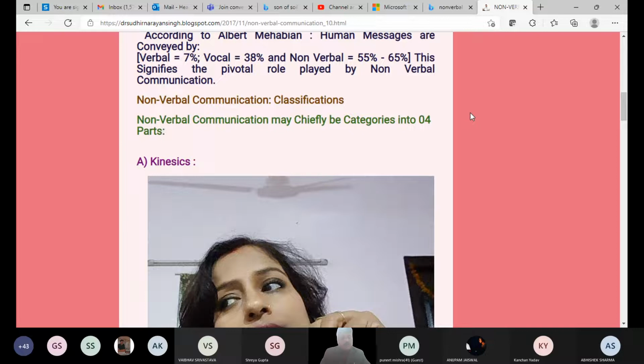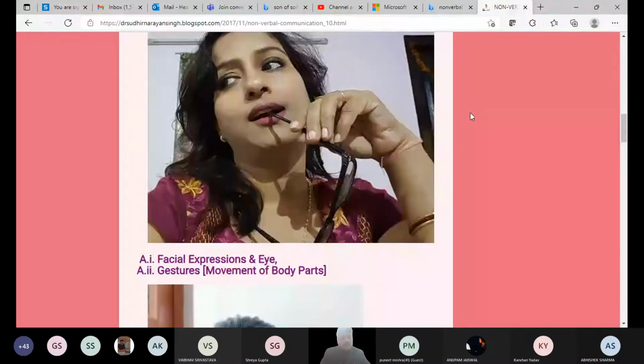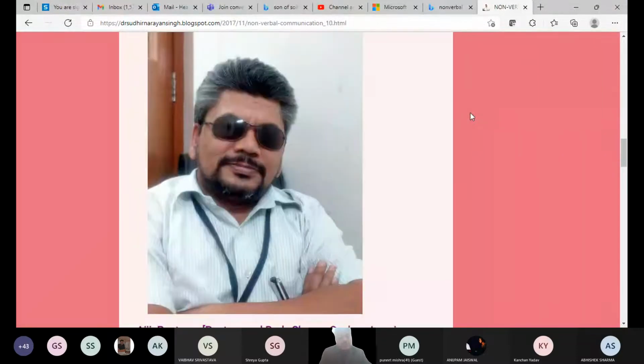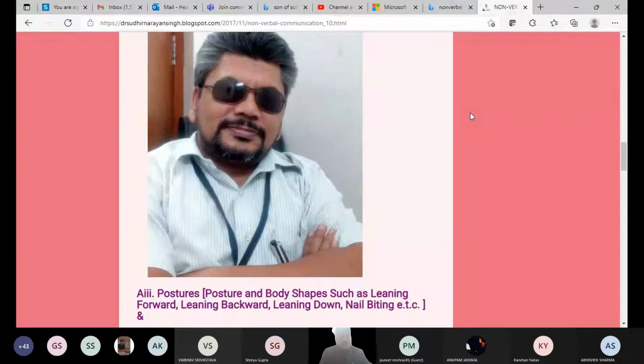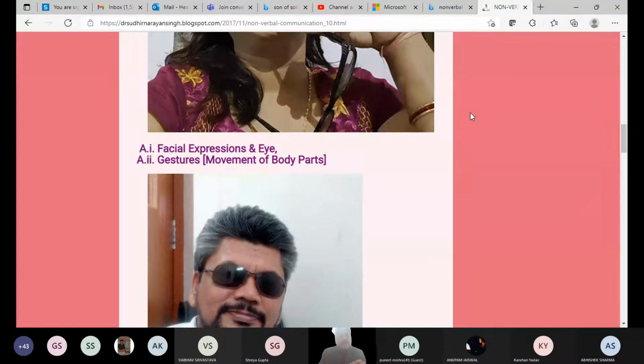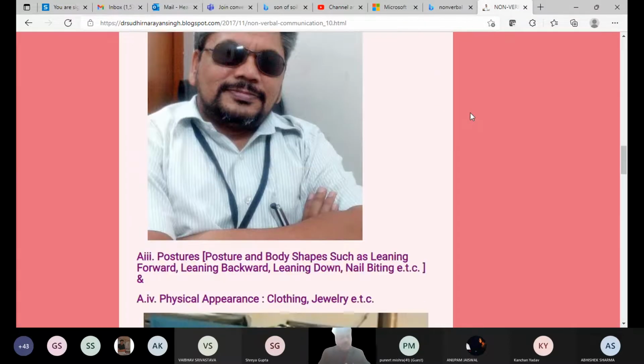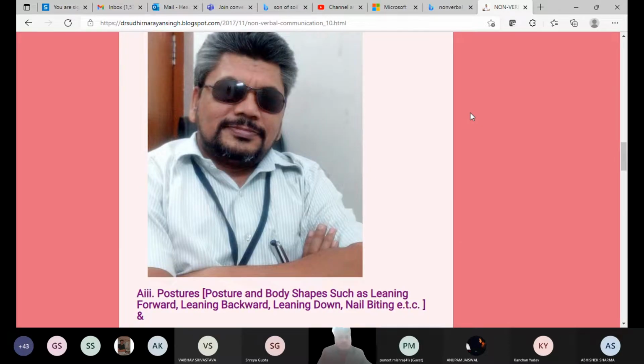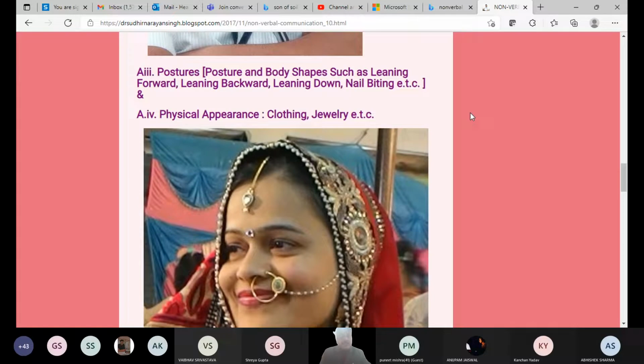Then there come gestures. What do you mean by gesture? Movement of body parts: hand, finger, leg, and the way of nodding the head, all that will come into gesture. But the third part will be posture. In what posture do we sit while speaking, while communicating? Posture and body shapes, such as leaning forward, leaning backward, leaning down, nail biting, etc.